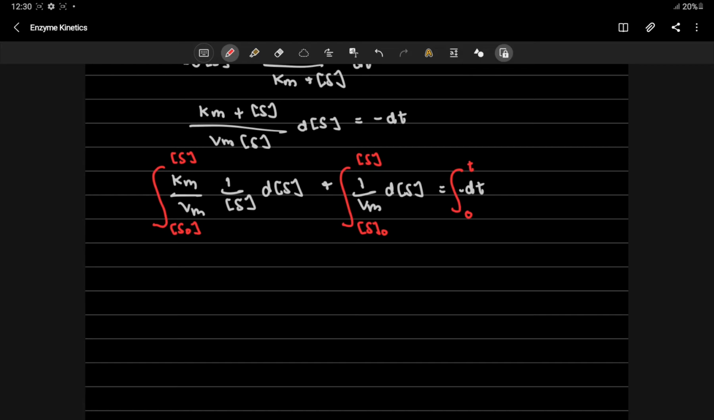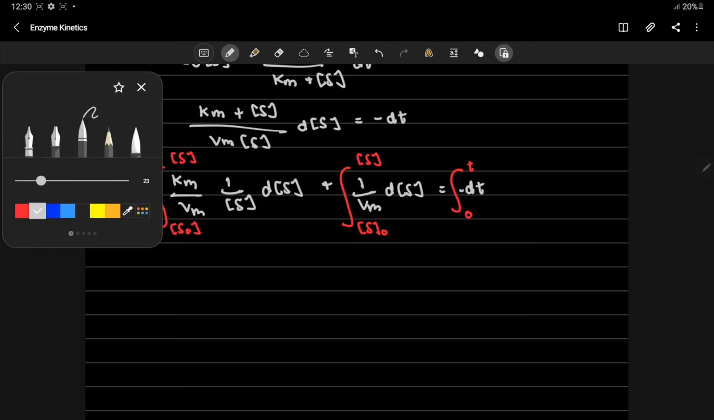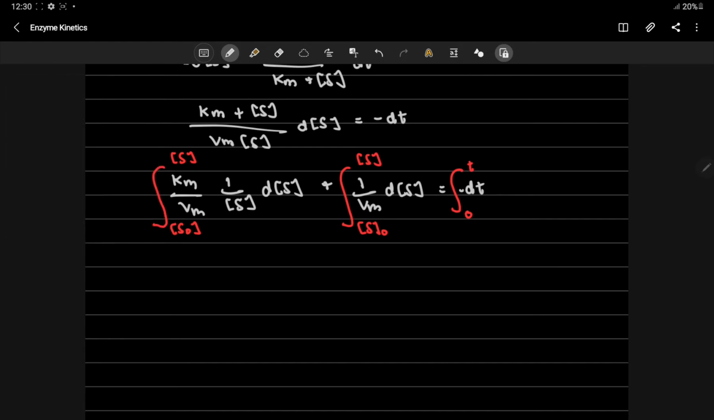So, ano mangyayari? You will have Km and Vm, these are constant. So, ihiwalay lang natin yan. Km over Vm. Tapos, 1 over S. The integral of that dS is simply ln, right? So ln of S, okay, from initial to final. Sa second term naman natin, 1 over Vm is constant. So magiging integral ni dS is simply S.